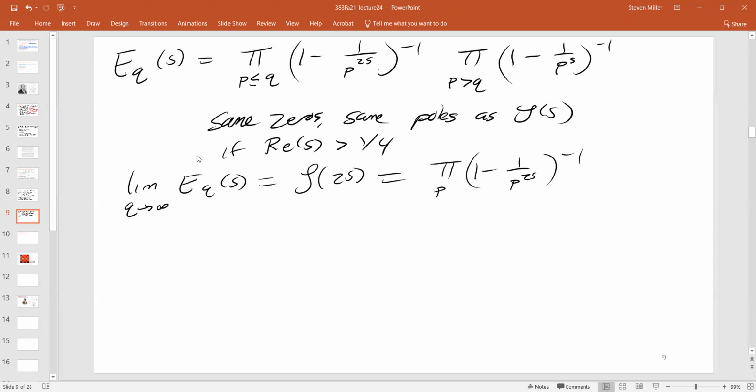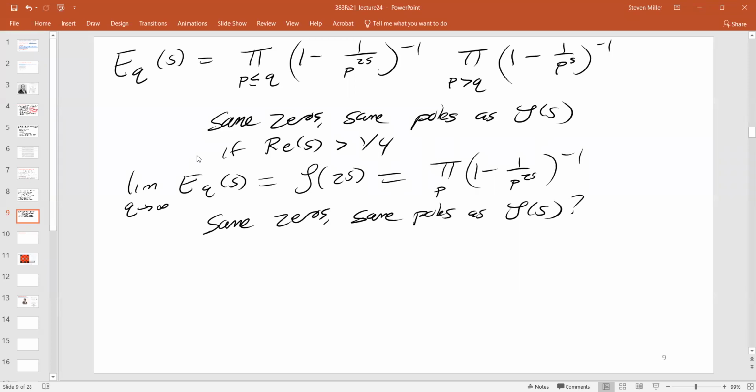So same zeros, same poles as zeta of S. Right? Well, we haven't introduced any zeros or poles. So let's check.